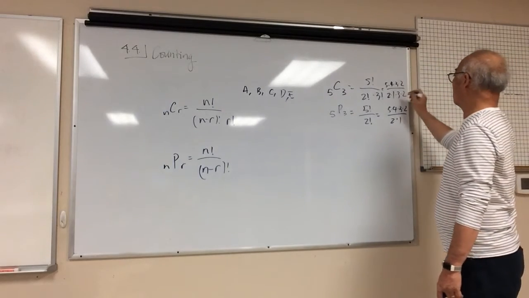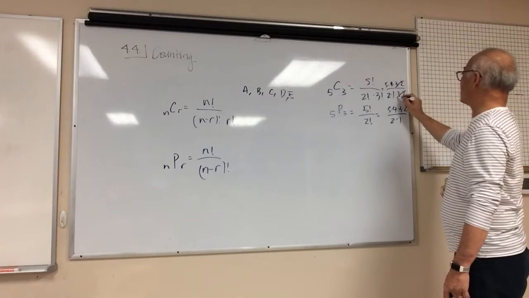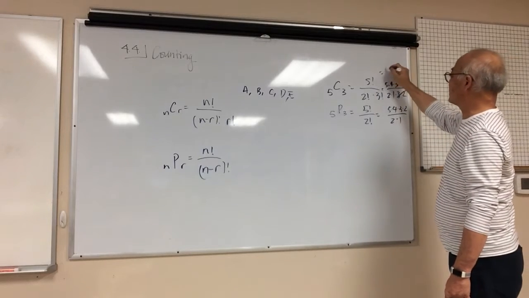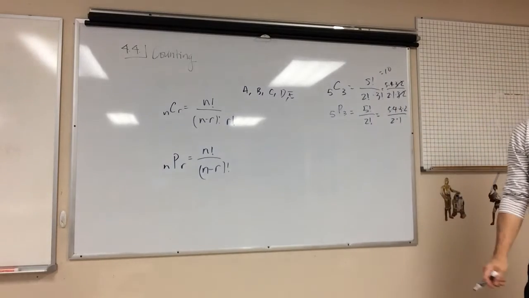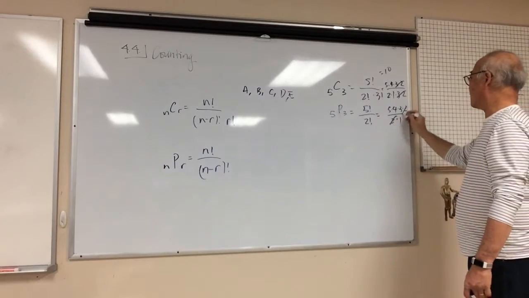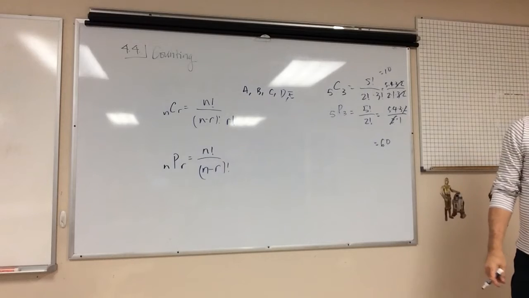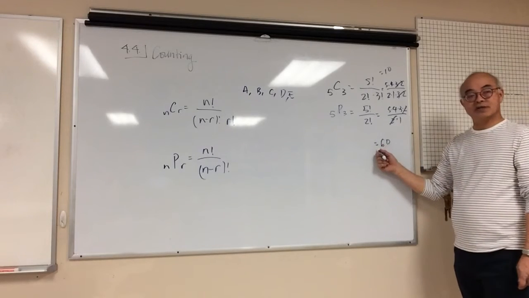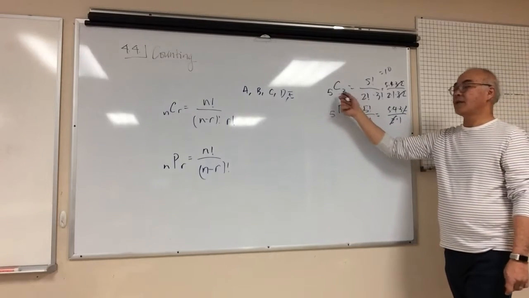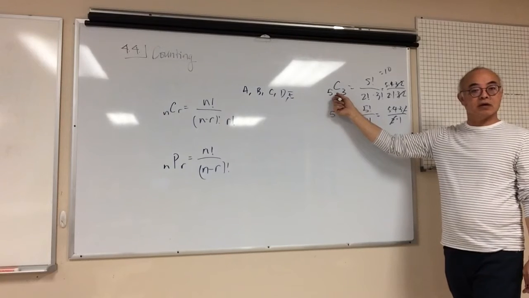So these cancel out. 20 divided by 2 is 10. This and this cancel out, giving 60. There are more of these than these. Does that make sense?